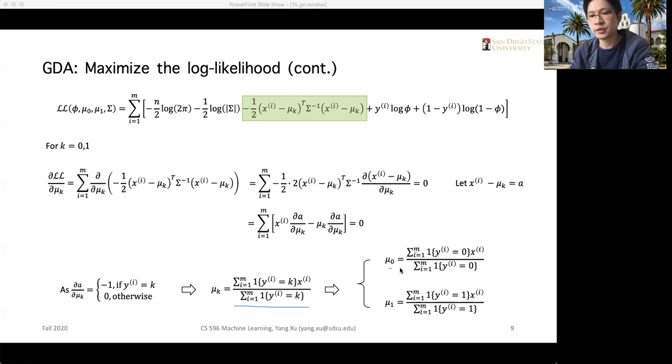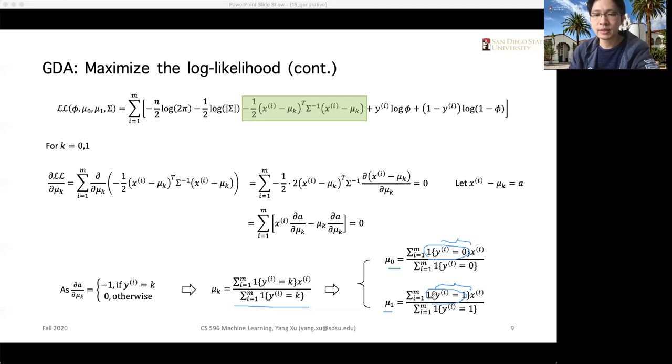Okay, so for mu 0, it will be the weighted average among all the data points that have label y equals 0. And for mu 1, it's the average value for all data points that have label 1. So these are all very intuitive solutions, right? I hope this may connect you back to the mixture of Gaussian methods. And here, those ones are all indicator functions, okay?